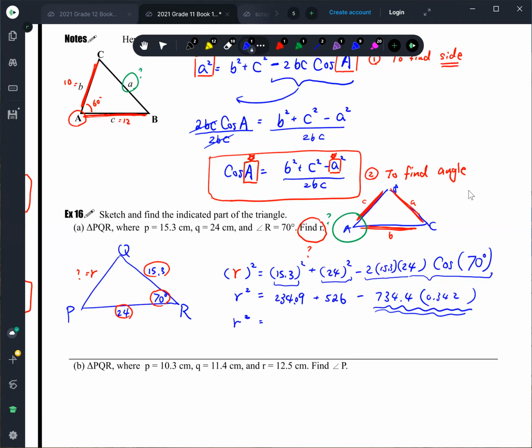Is it 25.318? Okay, what do you get for this part? 734.742. 734.4 times 0.342. Yeah, 734.742. That's what I got. Now, after you multiply these two, do you see I underlined it? What do you get?